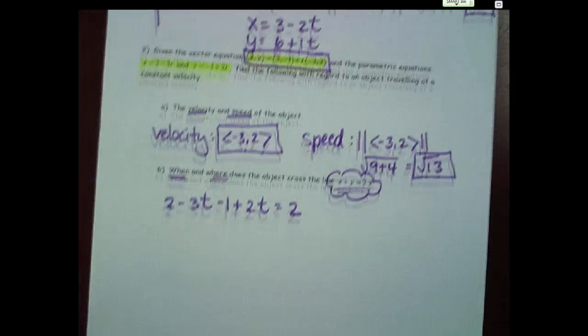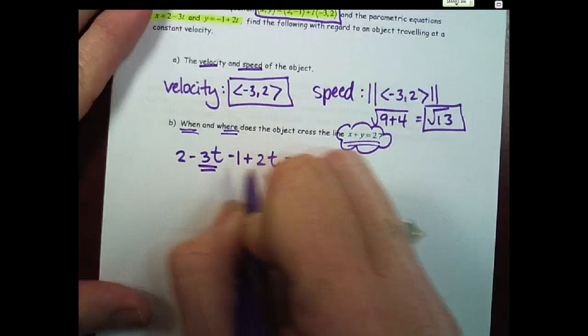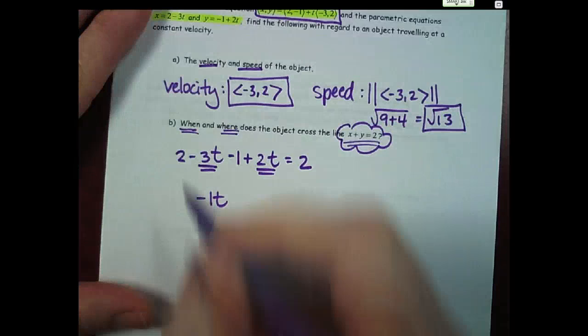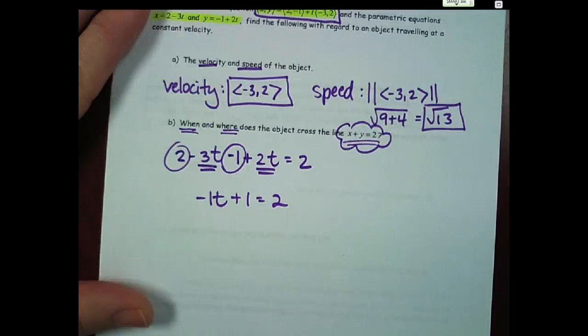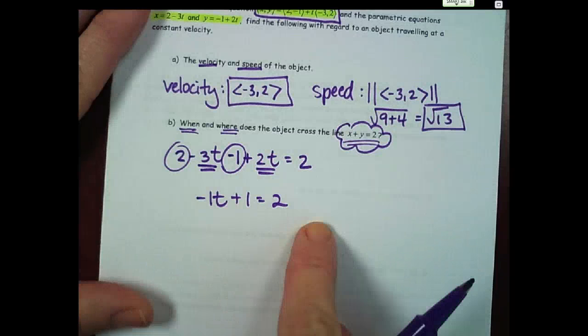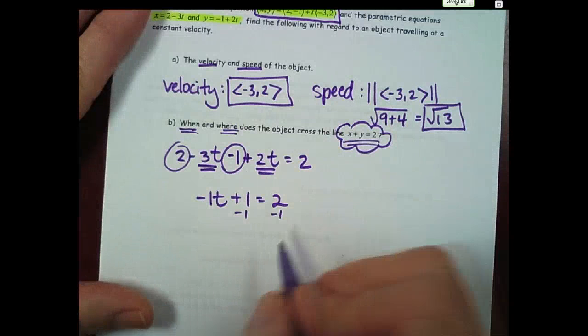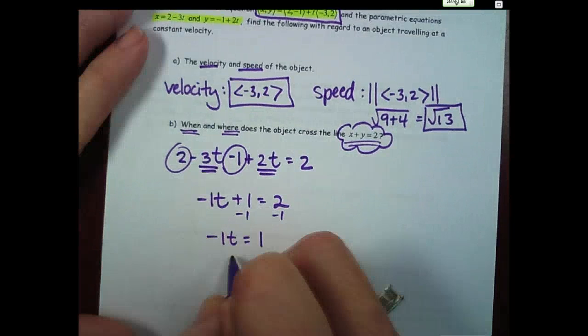So if you look at your equation now, guys, I have everything with only one variable. What's the variable? T, time. So solve for time for me. Then you're going to put the t's together. A -3t and a 2t make -1t. And then 2 and -1 make 1 equals 2. I'm solving for time. So move the 1 over. If you divide by -1, then the time is -1.